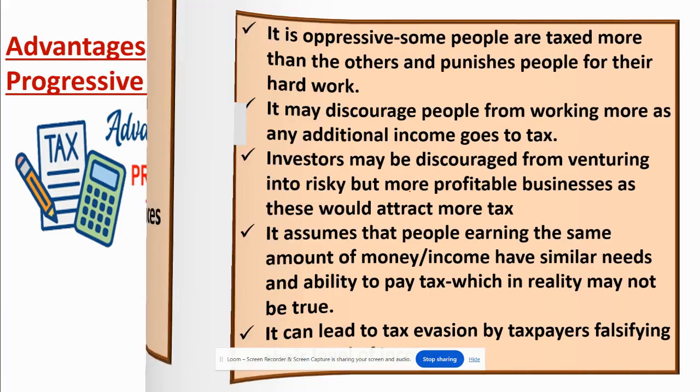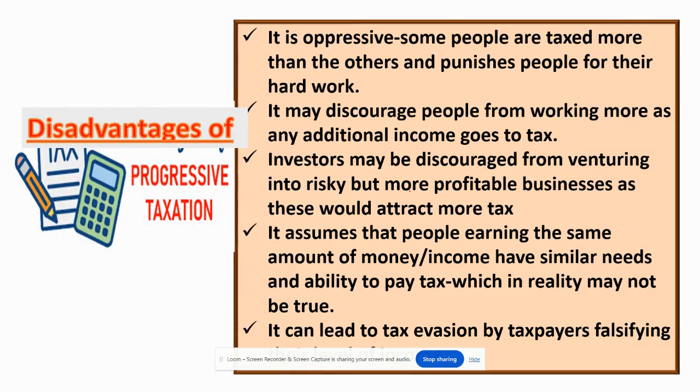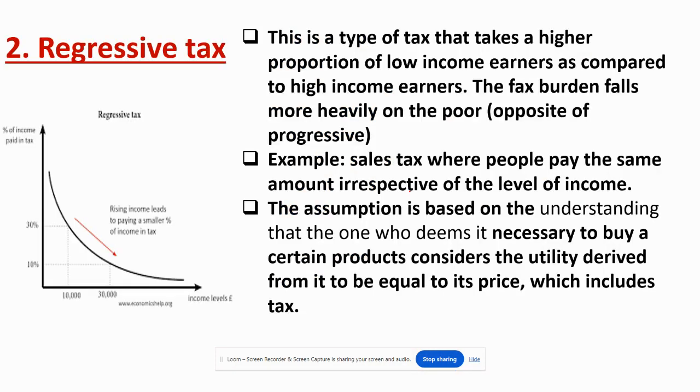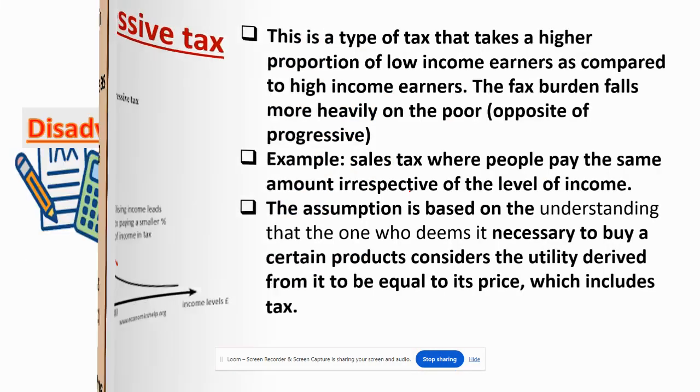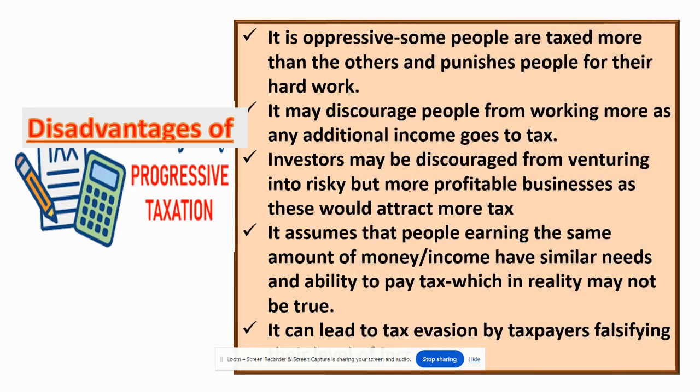As we continue to the next, we have the disadvantages. Number one is it is oppressive. Some people are taxed more than the others, and it punishes people for their hard work. And also, it may discourage people from working more as any additional income goes to the tax. Imagine whereby you have moved maybe from the tax bracket of 20% to 35%. So that means you will remit more of your income as tax, and that will discourage people.